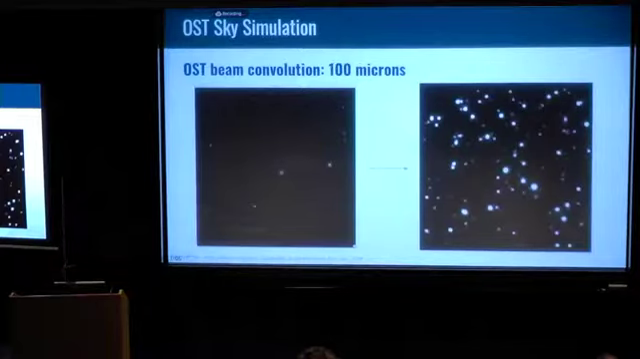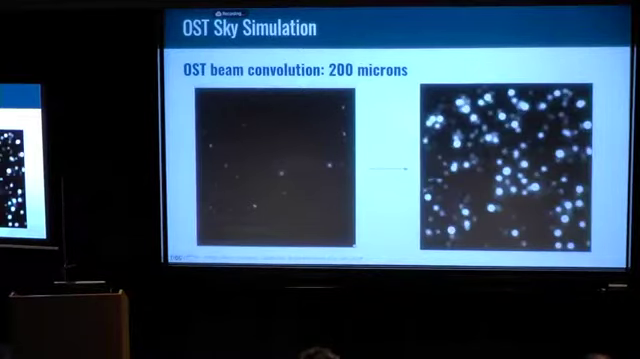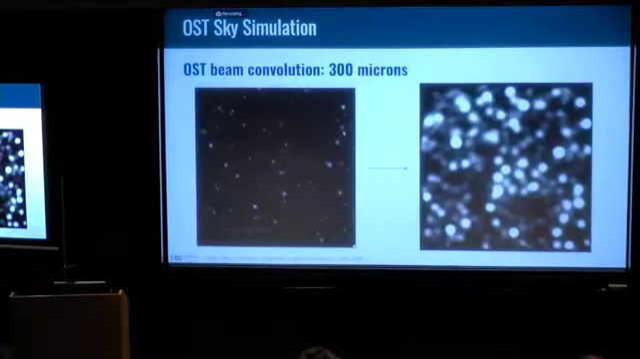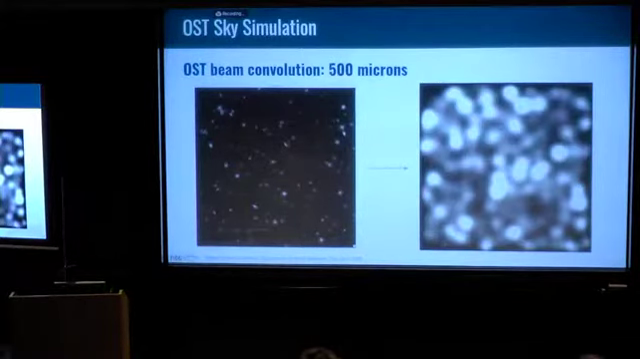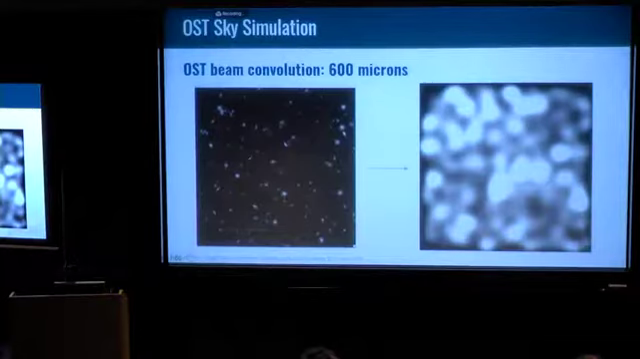And then again, we have 100 microns, 200 microns, 300, 400, 500, and 600. By the time you get to 600 microns, you can see that we're dealing with just this blur of light, which can make it really difficult to isolate objects from one another. And it's one of the main issues I've come up against during the work that I've been doing.